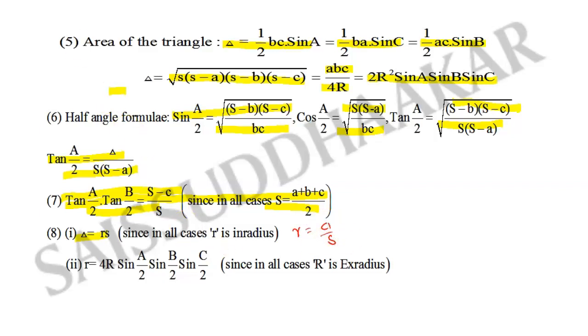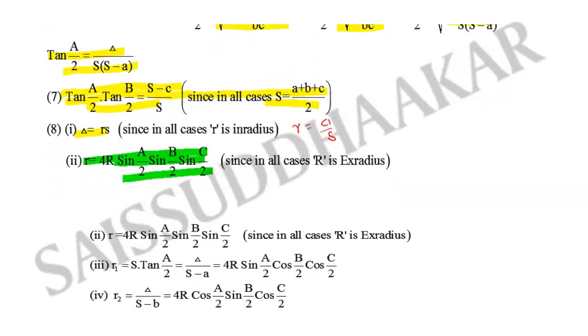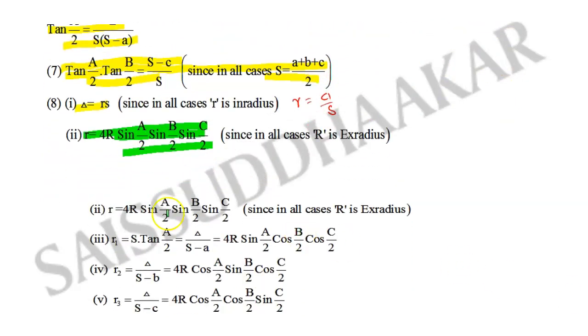Okay. Next formula, small r is equal to 4R sin A by 2 sin B by 2 sin C by 2. Here capital R is called the circumradius. We finished that one.